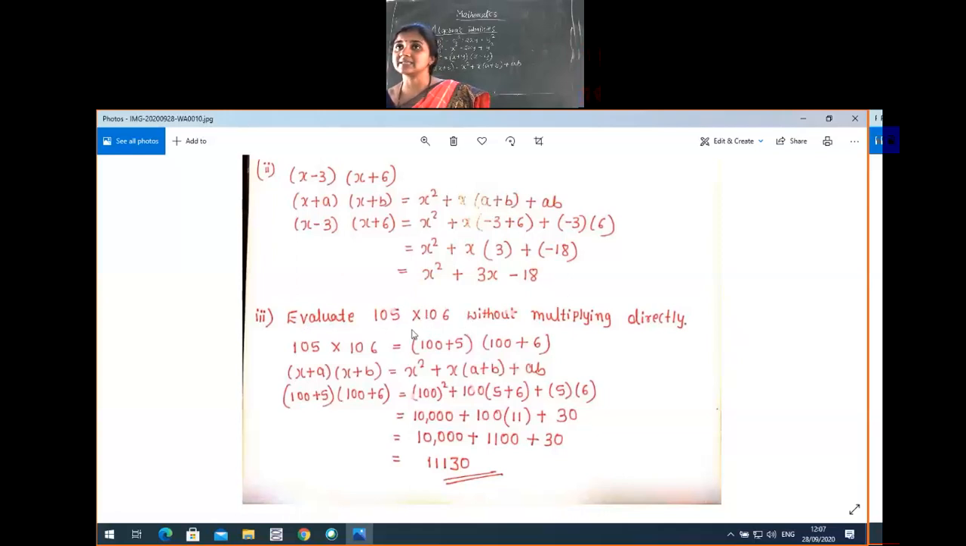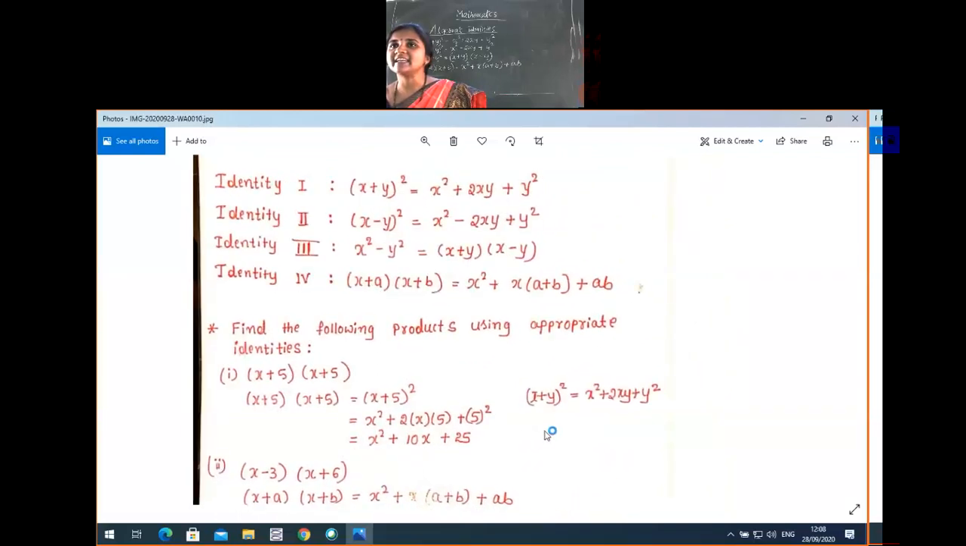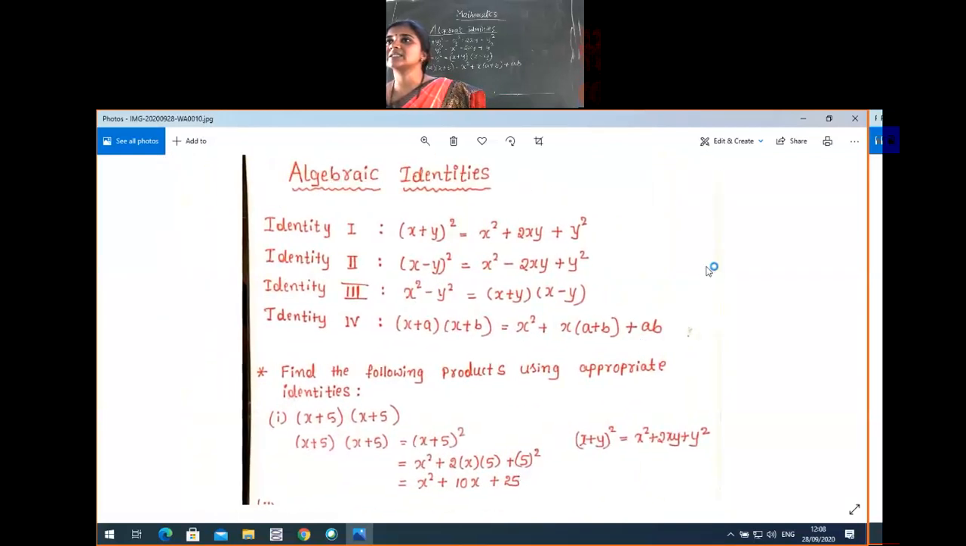105 into 106. How can we write this 105 into 106? So 100 plus 5, 100 plus 6. Here one thing we have to take common. From 105, 106 we can easily understand that we can take 100 as common. In place of x we can put 100. 100 plus 5, 100 plus 6. 100, 100 same. 5, 6 different. Which identity? 1, 2, 3, 4. Which identity we have to apply for this?